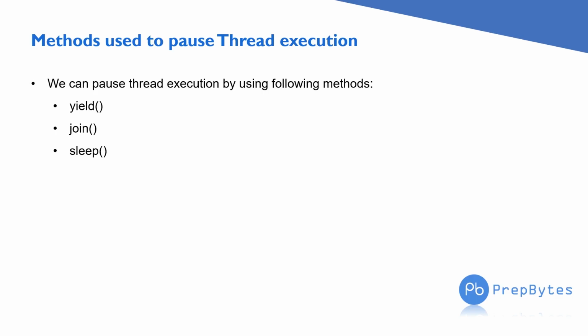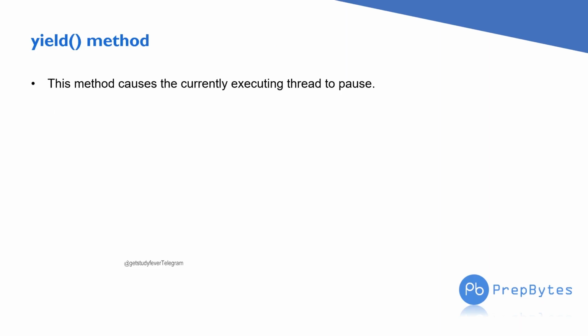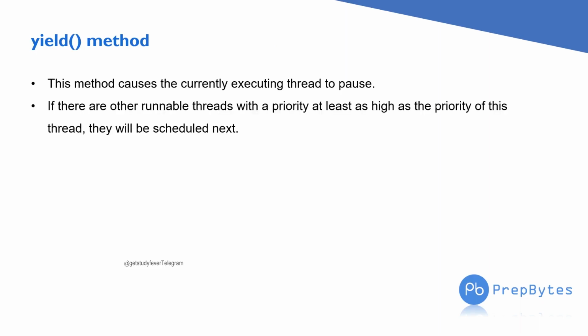So let's see the yield method now. What is the yield method? This method causes the currently executing thread to pause. If there are other runnable threads with a priority at least as high as the priority of this thread, they will be scheduled next.